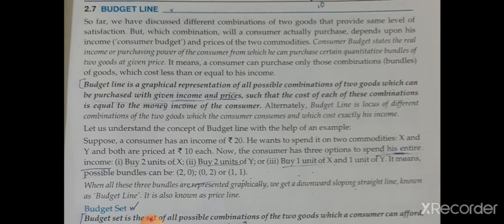When all these three bundles are represented graphically, we get a downward sloping straight line known as budget line. It is also known as the price line. So graphically we are representing the combinations of these two goods given the price and the income of the consumer, and we get a downward sloping straight line known as budget line.